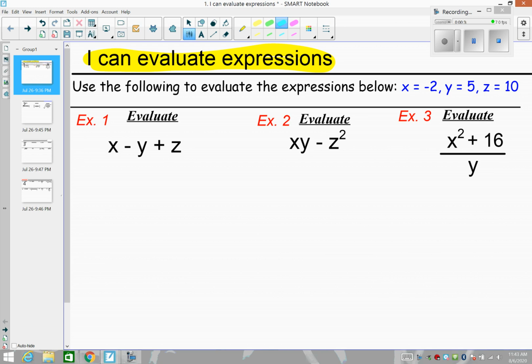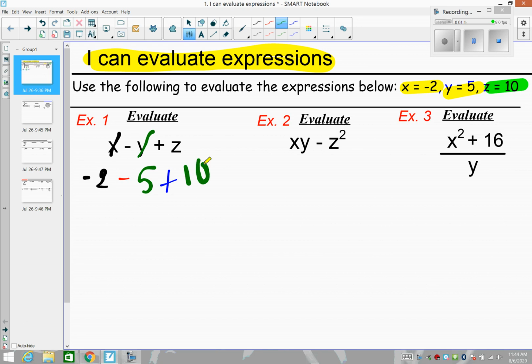Okay, so example 1. Evaluate the expressions below using that the x value is -2, the y value is positive 5, and the z value is 10. So we're going to go ahead and substitute in. I'm going to plug everything in, and then I'm going to drag the signs with me. So it says that the x value is -2. The sign in between is subtract. It says that the y value is 5. The sign in between says add. And it says that the z value is 10.